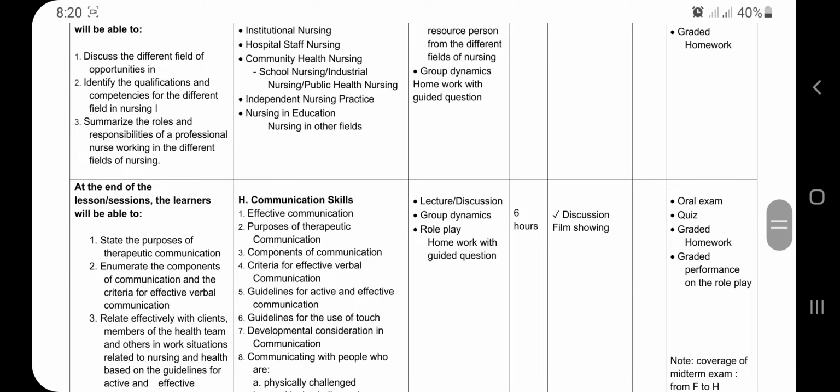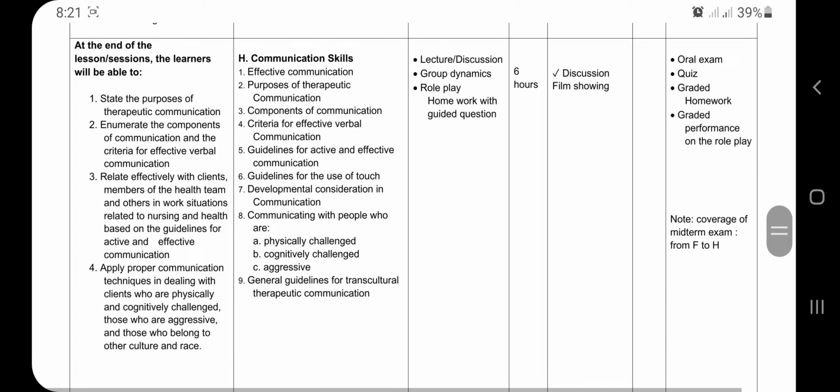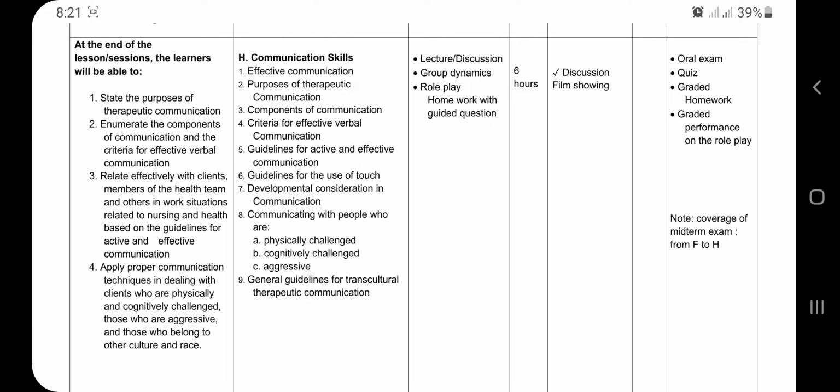So is another din na i-discuss natin is communication skills. So how to have an effective communication, the purposes of therapeutic communication. So, ang tinatawag natin sa communication skills na meron tayo is therapeutic communication. It is a type of communication with your patient that has a good benefit. Okay? So we have components of communication, the criteria for effective verbal communication, the guidelines, the use of touch, okay, the developmental consideration of communication, and paano ka makipag-communicate with your patient who are physically challenged, okay?